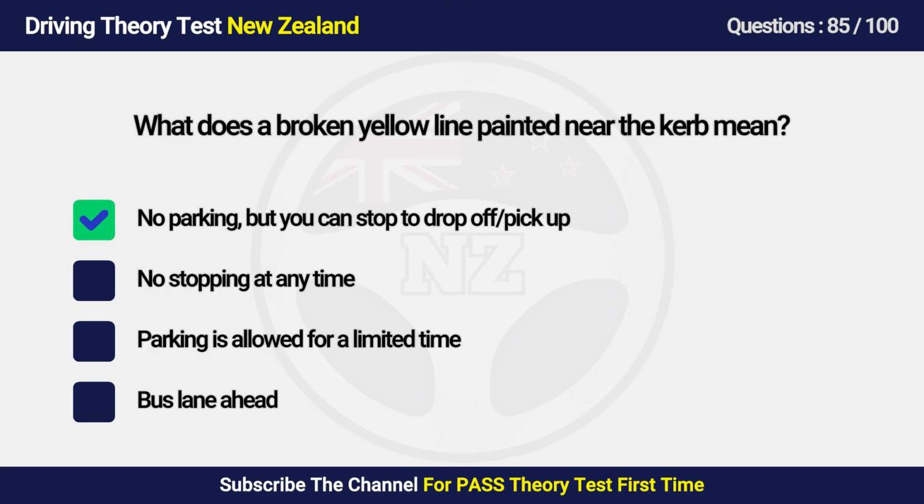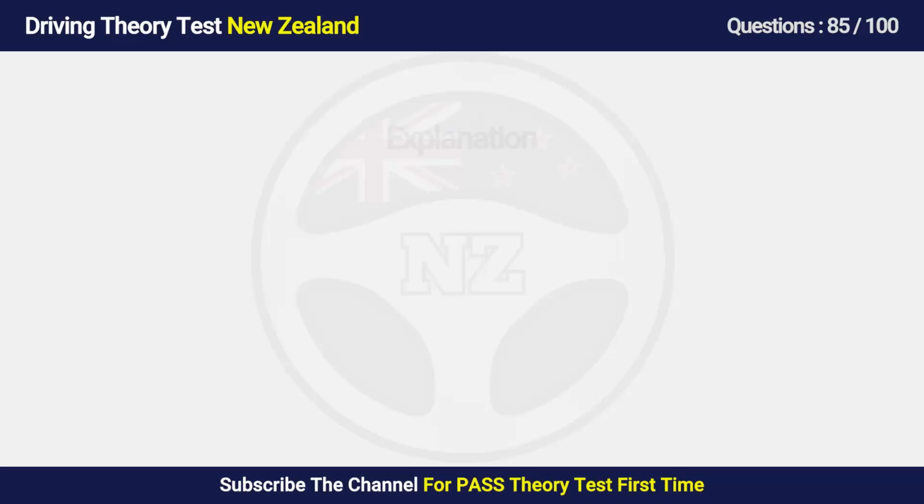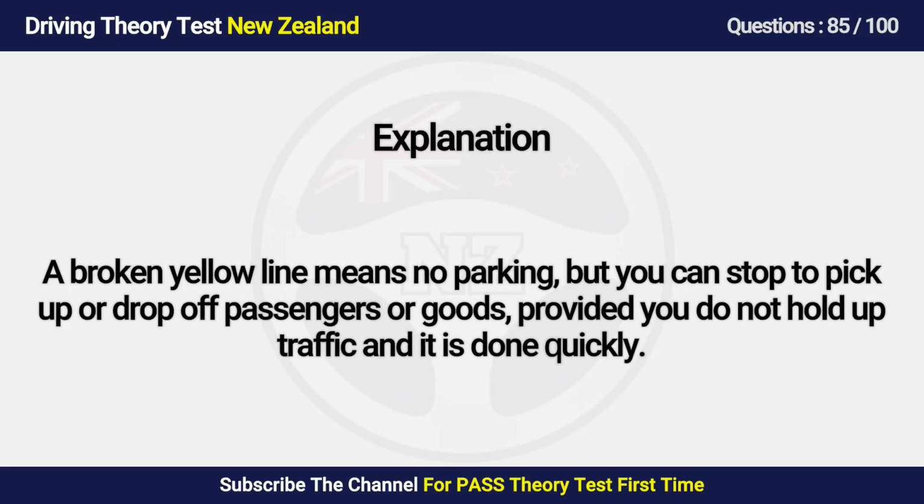Answer is A. No parking, but you can stop to drop off. A broken yellow line means no parking, but you can stop to pick up or drop off passengers or goods, provided you do not hold up traffic and it is done quickly.